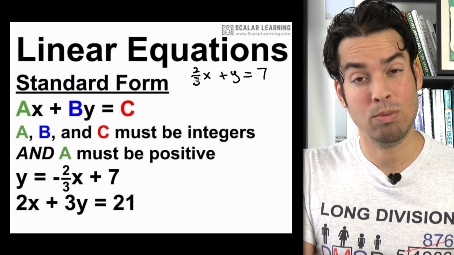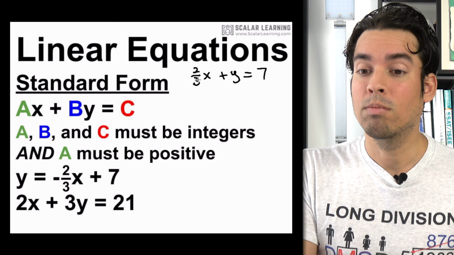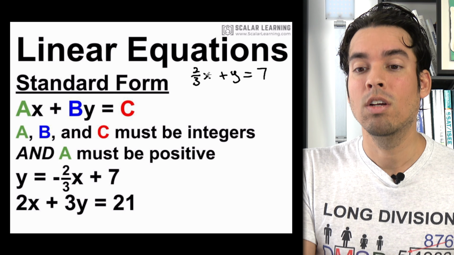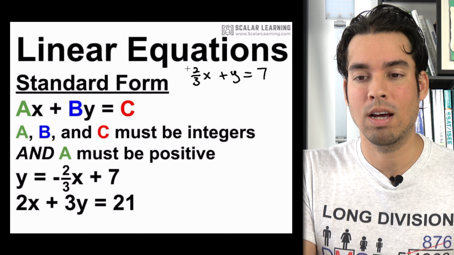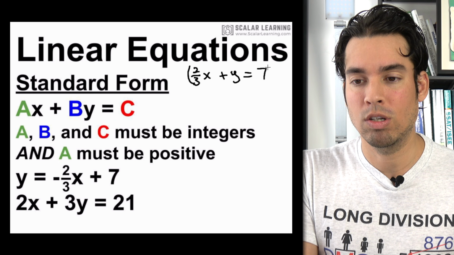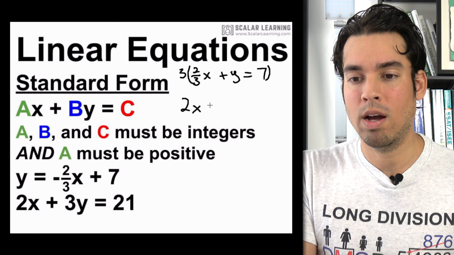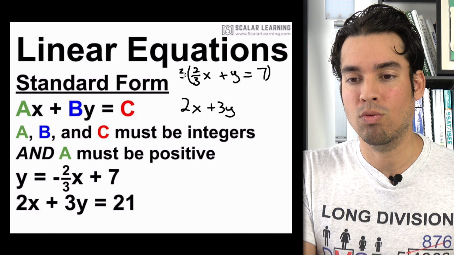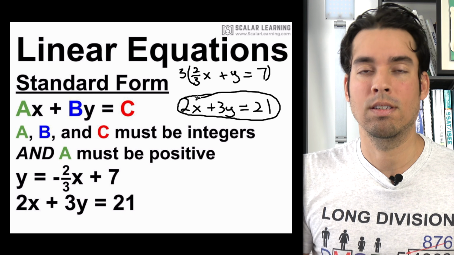So I'm not going to multiply by the reciprocal, which a lot of people think like, hey, I'll multiply by 3/2, get rid of the fraction. But that's going to create fractions here and here. So instead, I'm going to look at that denominator and I'm going to multiply everything by that denominator, which is 3. So I'm going to multiply this whole equation by 3. 3 times 2/3 is just 2x. 3 times y is 3y, and then 3 times 7 is, of course, 21. So that's how we go from slope-intercept to standard form.